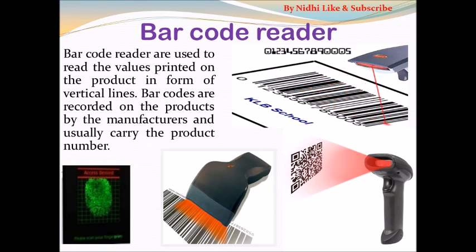So each barcode has a unique identification. Okay, so barcode reader is used to read the values printed on the product in the form of vertical lines. And barcodes are recorded on the product by the manufacturer and usually carry the product number.